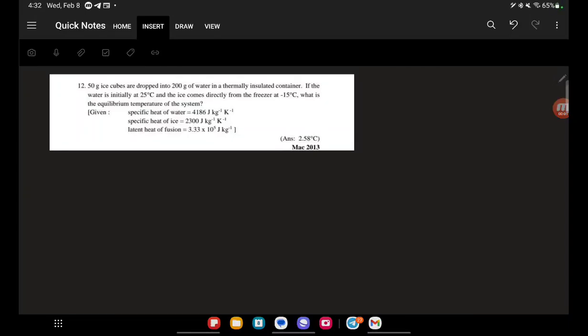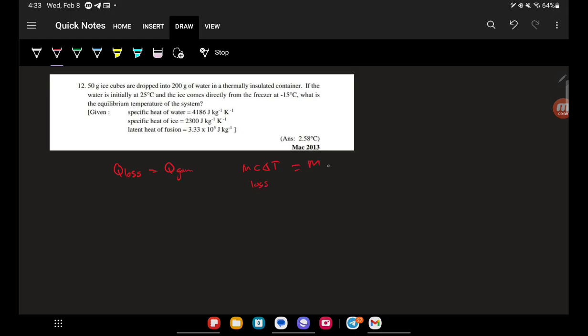Okay, for this question, those who have a problem with this kind of question, to solve this, you need to identify which one is going to lose energy and which one is going to receive energy, and then put it in an equation as Q loss equivalent to Q gain. Okay, so the trick is that whenever you do this, on the loss side, the temperature will be inverted compared to the gain one.